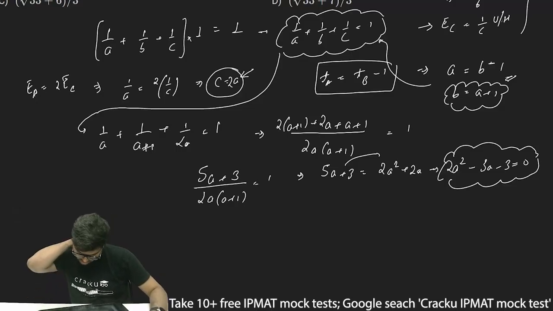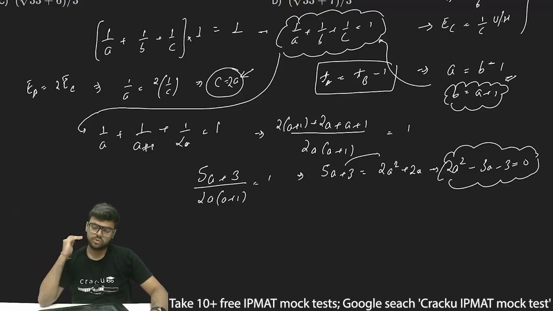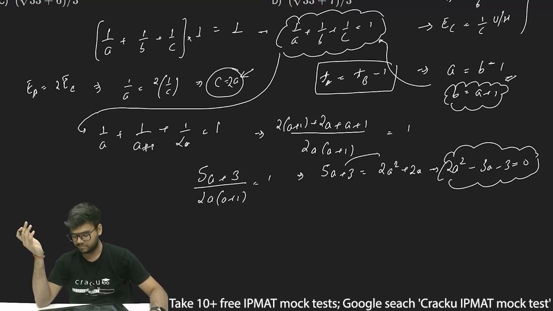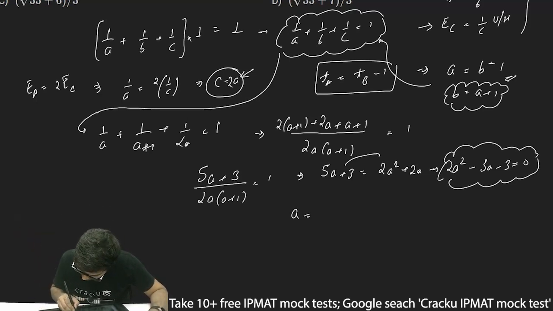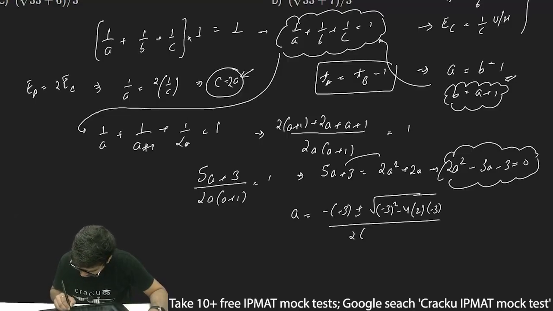Now, I have to solve this equation, so I can use the roots of the equation as minus B plus minus under root B square minus 4AC by 2A. So, A value will be minus B, which is minus of minus 3, plus minus under root of minus 3 whole square, minus 4 into A is 2 and C is minus 3, divided by 2 into A is 2.